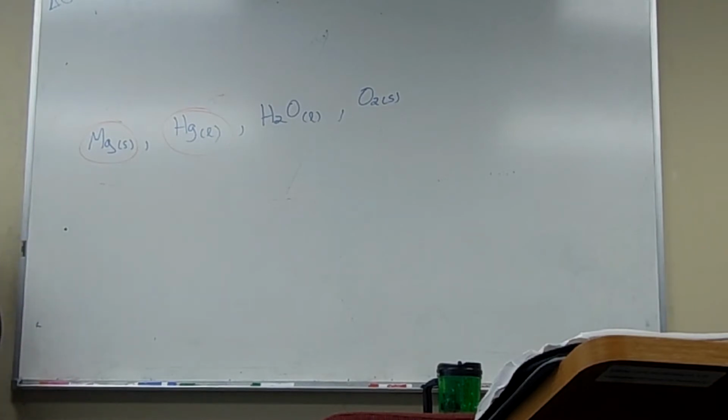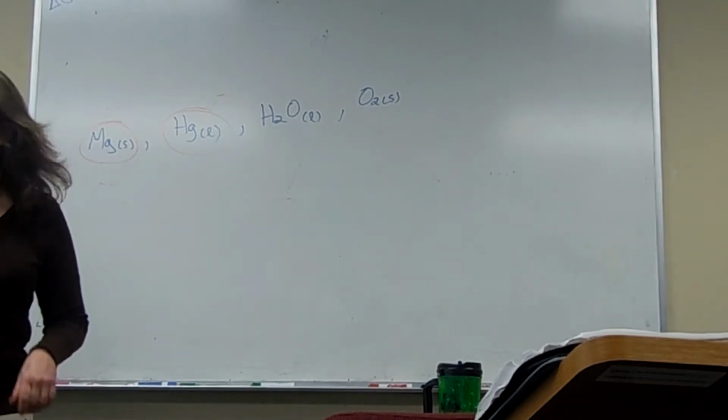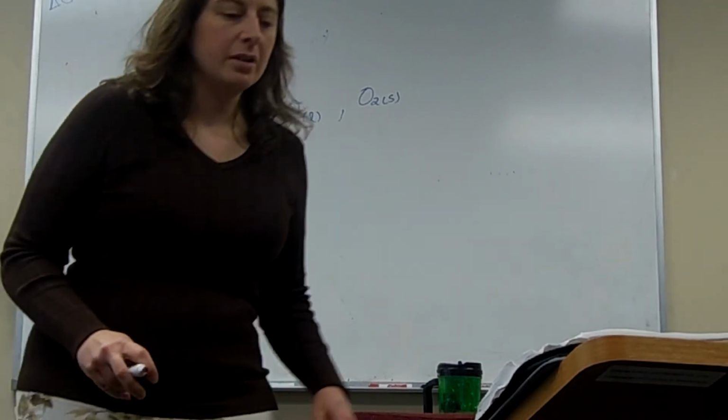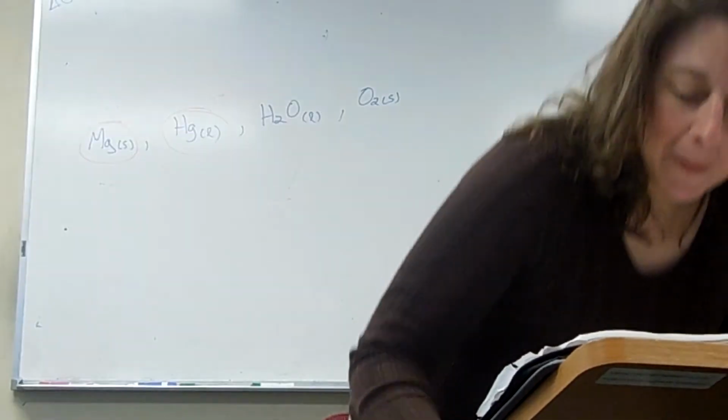So as long as you get the homonuclear diatomics and the noble gases as gases, the homonuclear diatomics as diatomics, mercury is a liquid, everybody else is a solid, then you're safe. And nobody's going to ask you anything about the scary guys down there. So we don't worry about them.